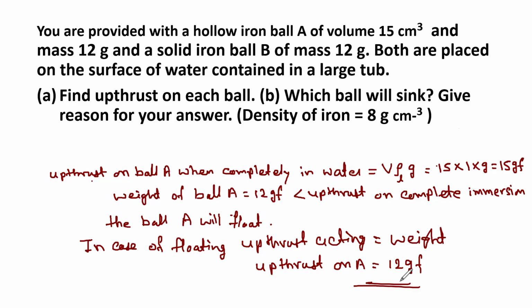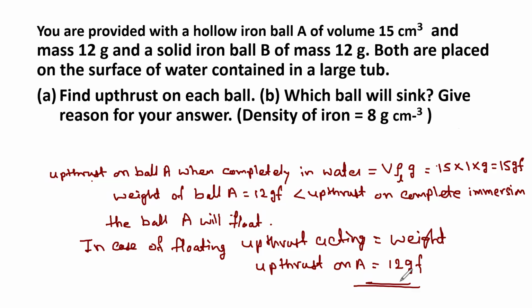So we can say the upthrust on ball A will be 12 gram force. Let's summarize for ball A first and then we will solve for ball B. Here, ball A is a hollow iron ball. Its volume is 15 centimeter cube and its mass is 12 gram, so its weight will be 12 gram force.